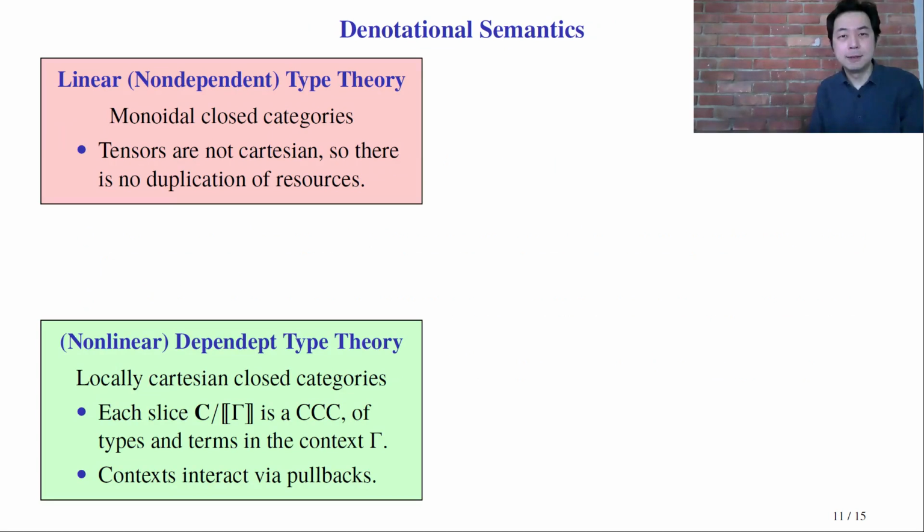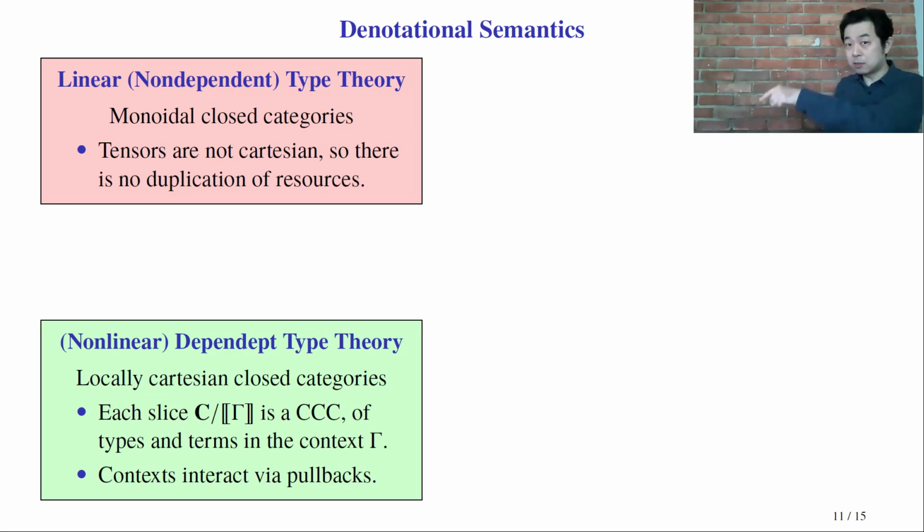Kohei? Thank you, Frank. The goal in this part of the talk is to unify the two semantic frameworks for linear type theory and dependent type theory. On the one hand, linear type theory is modeled by certain monoidal categories in which monoidal products are not Cartesian and can therefore accommodate a notion of linear resources that cannot be duplicated.